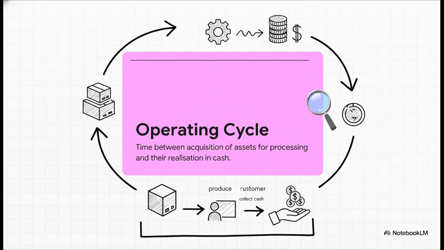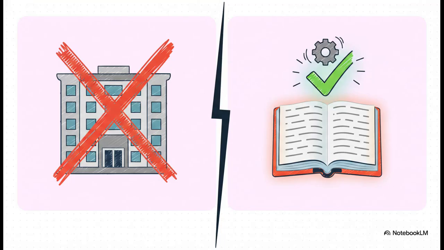You produce a good or provide a service, you sell it to a customer on credit, and then eventually you collect the cash. That receivable is the final, critical step in converting your daily business activities back into cold, hard cash. It is inherently, inextricably linked to this timeline. And this brilliantly illustrates the disconnect.